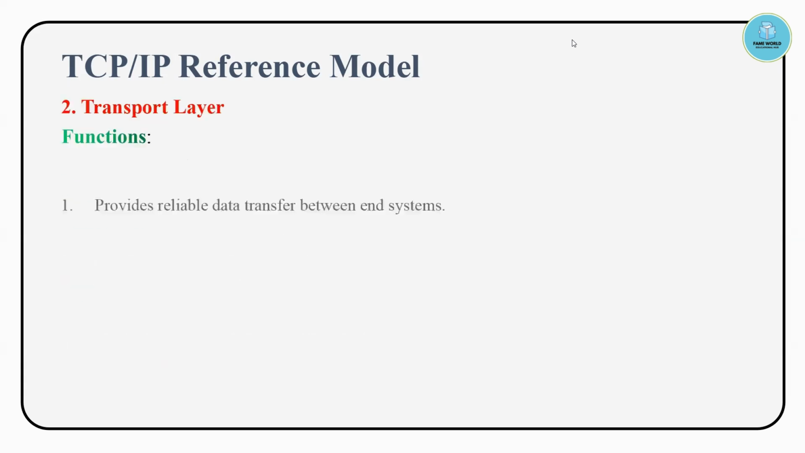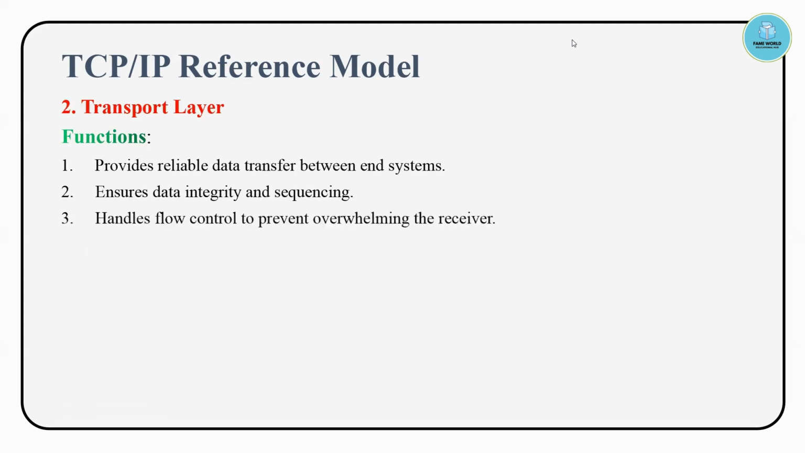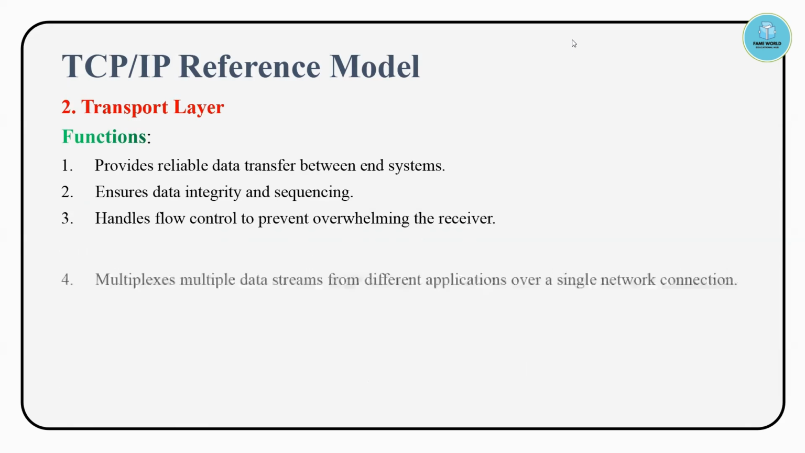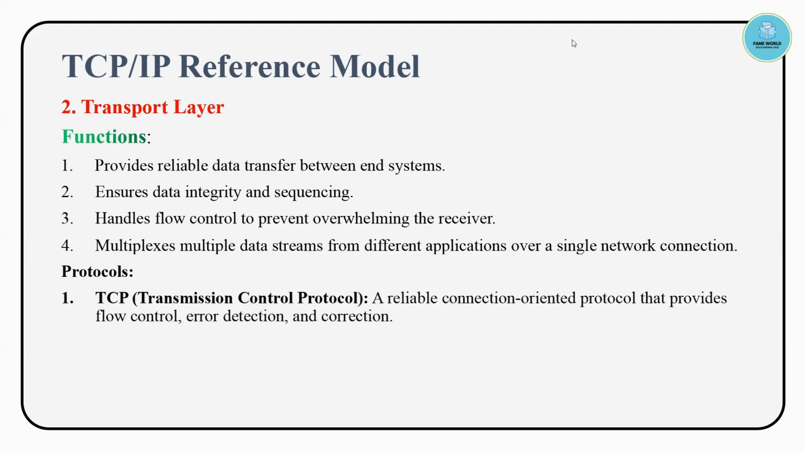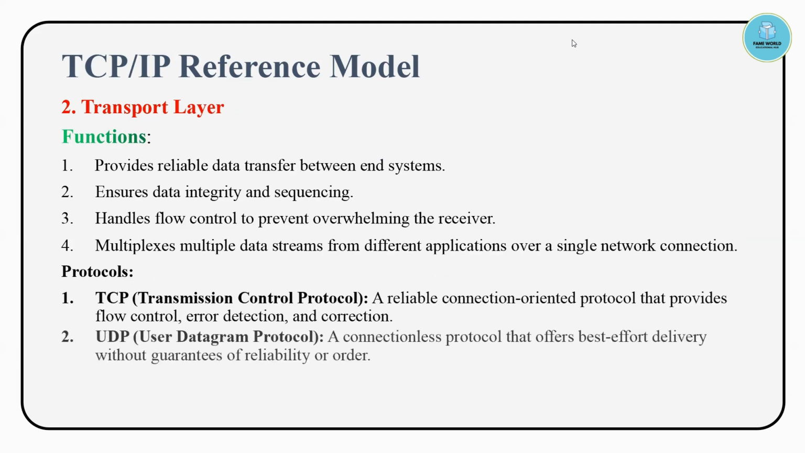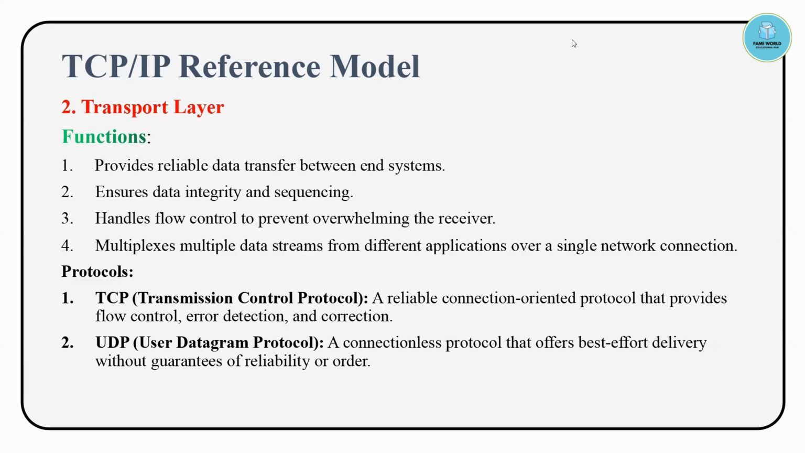Then the transport layer. It provides reliable data transfer between the end systems, ensures data integrity and sequencing, and handles flow control to prevent overwhelming the receiver. Then it multiplexes, as I told before also, multiple data streams from different applications over a single network connection. These are the functionalities of the TCP/IP model transport layer. So Transmission Control Protocol and UDP are basically present in the transport layer.